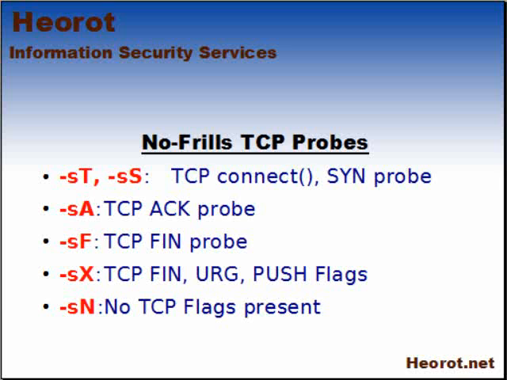FIN, URG, and PUSH are different flags within the TCP communication protocol and are used to get around filters. Again, the idea is firewalls can't scan everything, so maybe one of these other flags will sneak through. The last probe, -sN, sends a TCP packet with no flags at all, in the hope that the server will get confused and respond similar to the ACK and FIN probes.